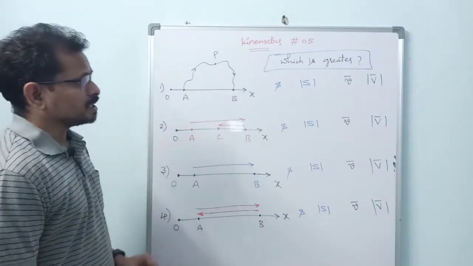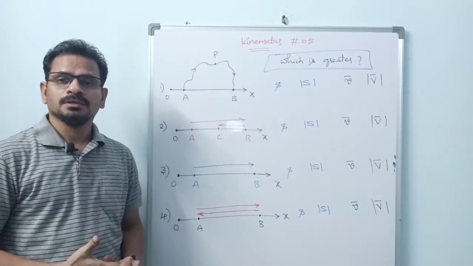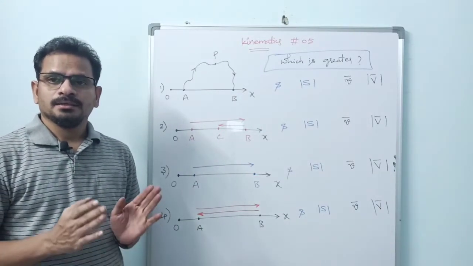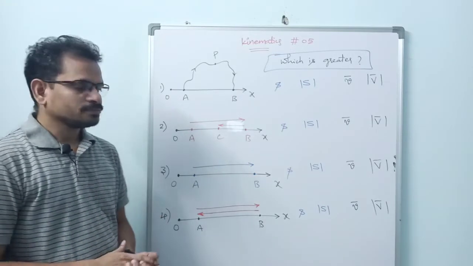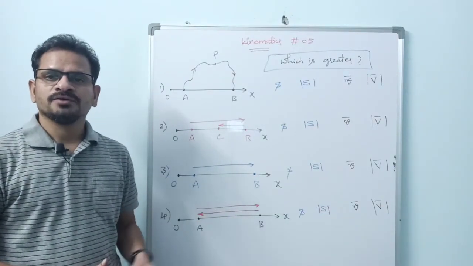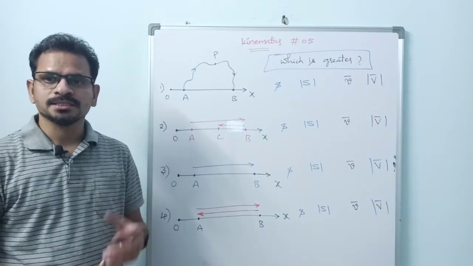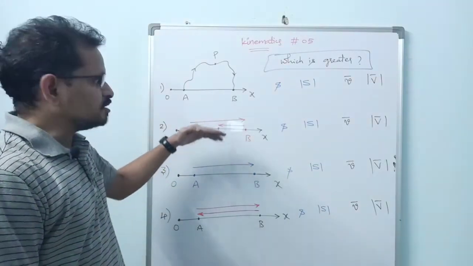And now our next topic is kinematics part 5. In kinematics part 4, we dealt with the concept of average speed and average velocity. This is a continuation of that one. Here we are going to solve some numerical examples. Before that, let us consider different cases here.